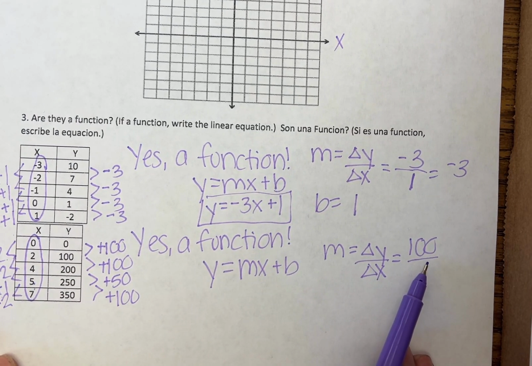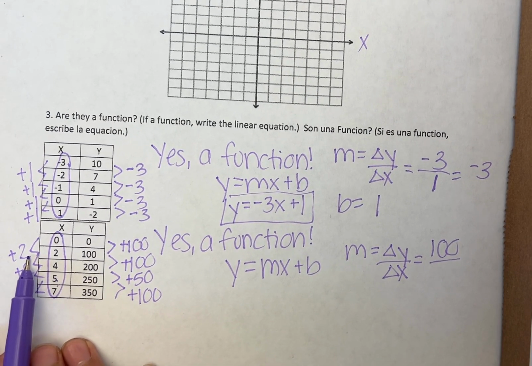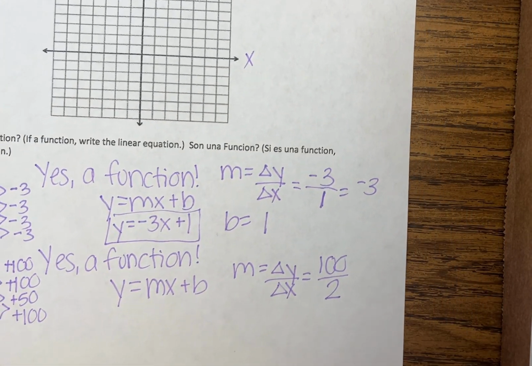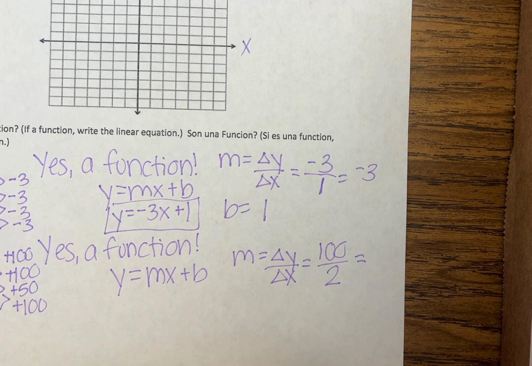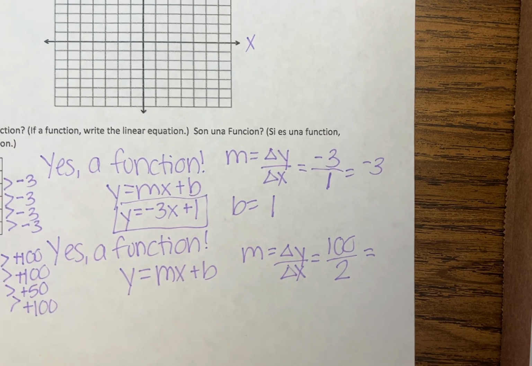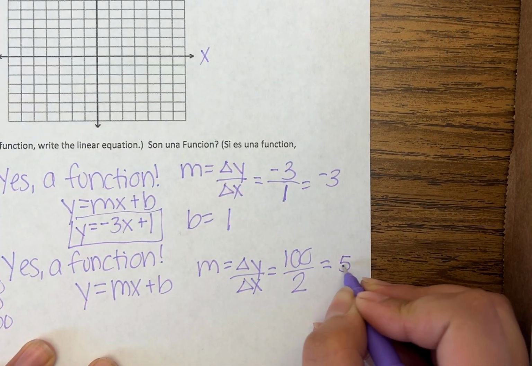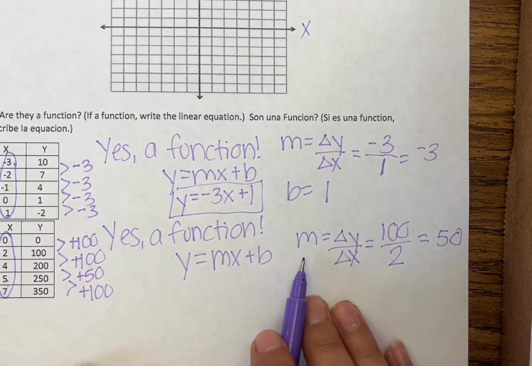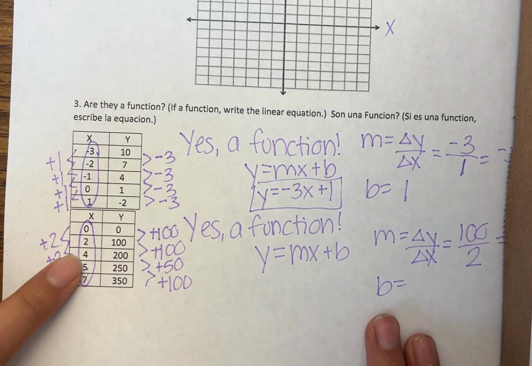So we did 100 for this one. So we had to look across from that one. How much did it change for our x value? 2. And now we could do that. And I'm going to give you guys some calculators for certain problems that we're going to be doing. So 100 divided by 2 would just be 50. Okay, so that's our m. That's our slope. And remember, b, we had to see if it's 0 anywhere here.